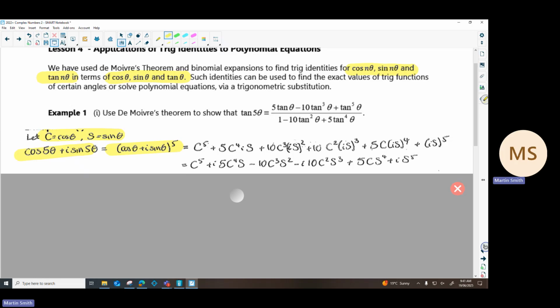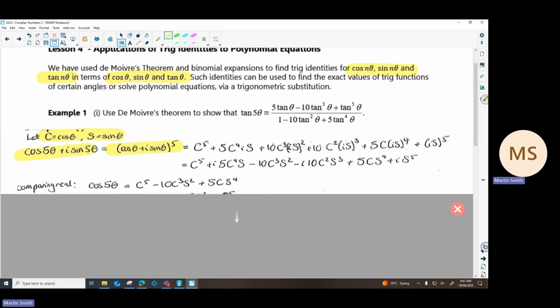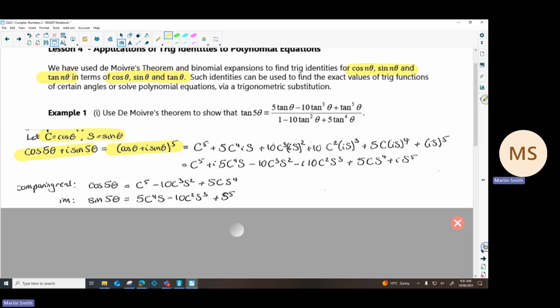If you then expand the brackets and simplify the powers of i, you get C to the 5 plus 5iC to the 4 S. i squared is minus 1, so minus 10C cubed S squared. i cubed is minus i, so minus 10iC squared S cubed. i to the 4 is 1, so plus 5C S to the 4, plus iS to the 5, because i to the 5 is i. If you compare the real and imaginary parts, you get cos 5 theta is the real expression: C to the 5 minus 10C cubed S squared plus 5C S to the 4. Sine 5 theta is the imaginary expression: 5C to the 4 S minus 10C squared S cubed plus S to the 5.